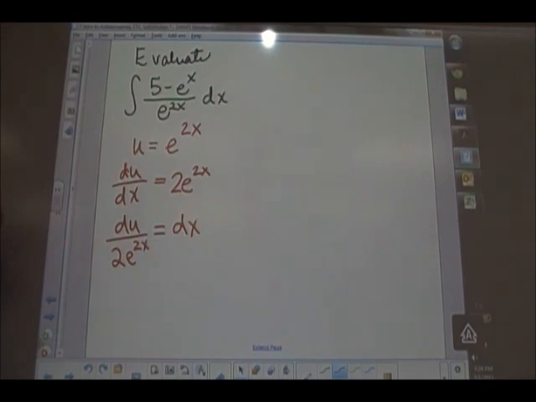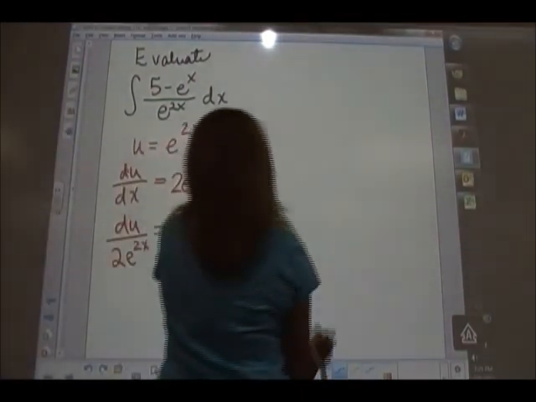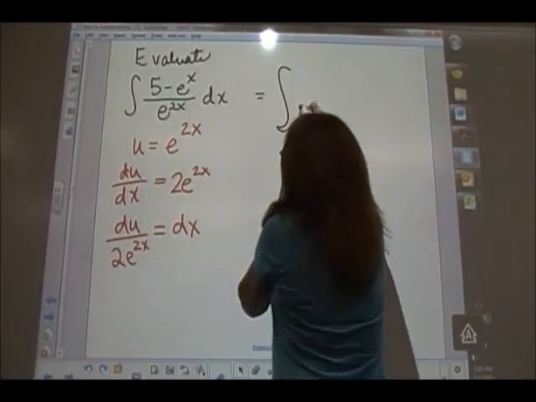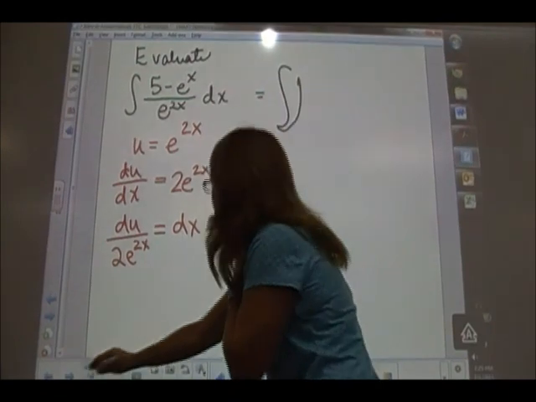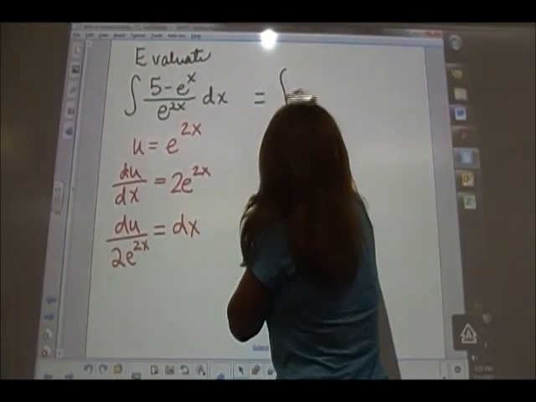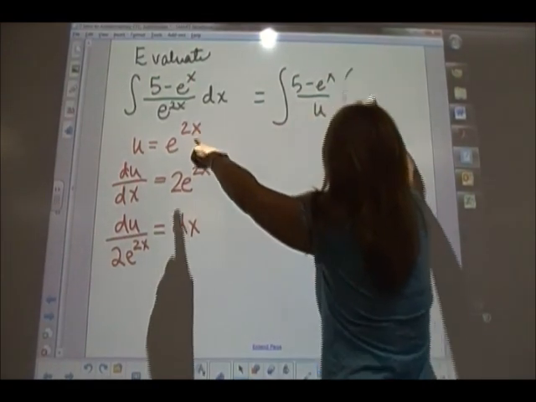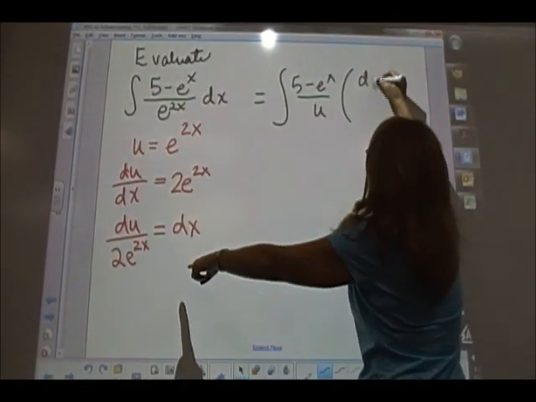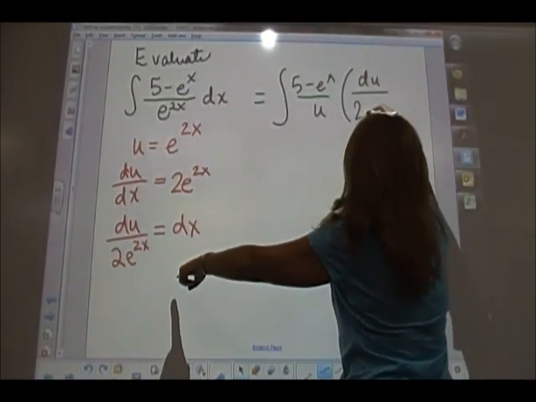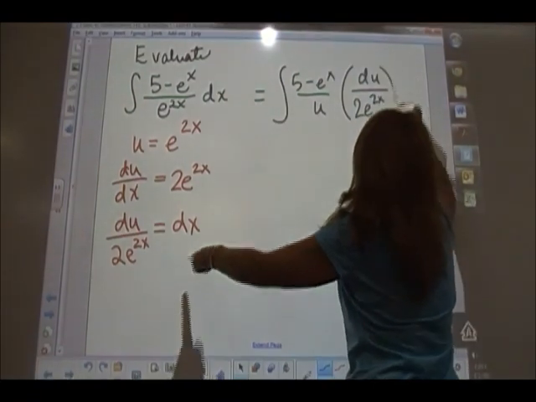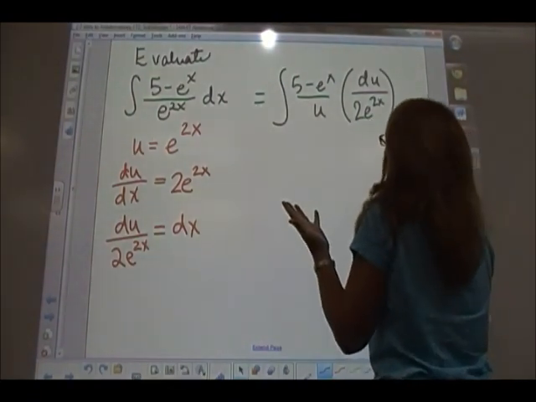Because it's not just one thing. It's like when you try to cancel it out, you're still going to have more. We're going to have something left, aren't we? Yeah. So I'll have 5 minus e to the x divided by u times du over 2e to the 2x. We would need e to the 2x to be on the top to cancel out.